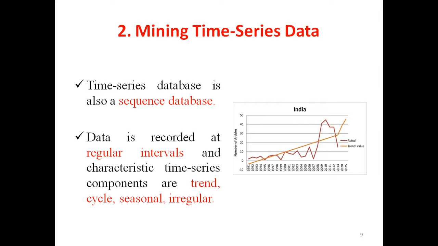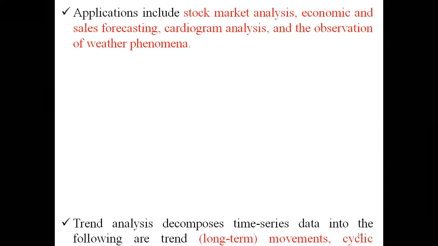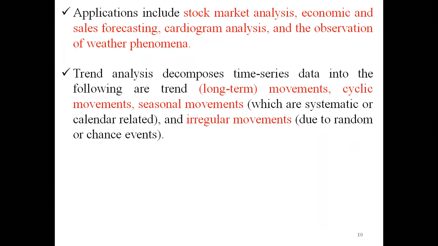And then cyclic. Cyclic in the sense it is continuous: starting from one place and then coming again to that place. That's called cyclic, oscillations. And then seasonal, for example summer, winter, rainy season, again summer, winter, rainy season. That means that's seasonal. Then irregular.